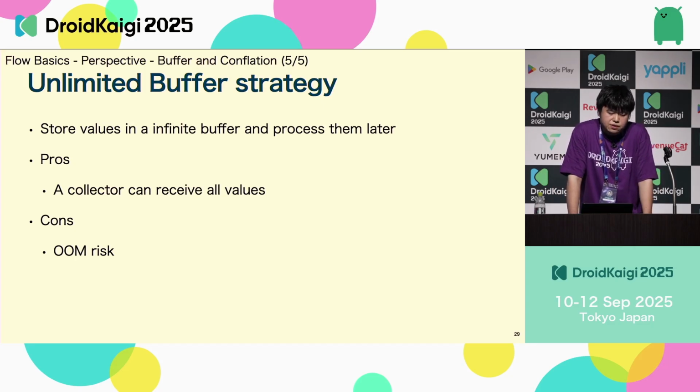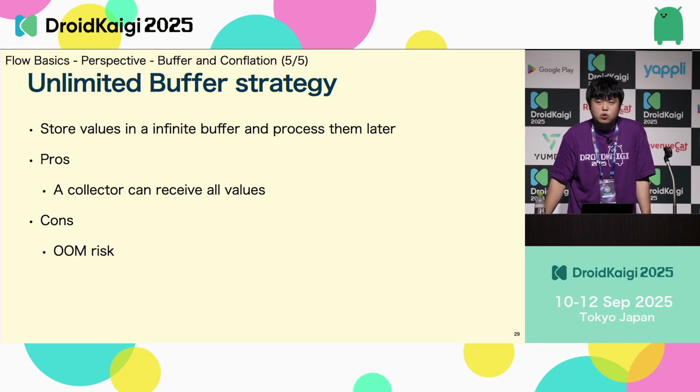Another variant of buffer strategy is the unlimited one. A collector will receive all values, but the burst emission will cause out-of-memory errors. So you can use this strategy when you know the length, or you can accept such a long buffer.